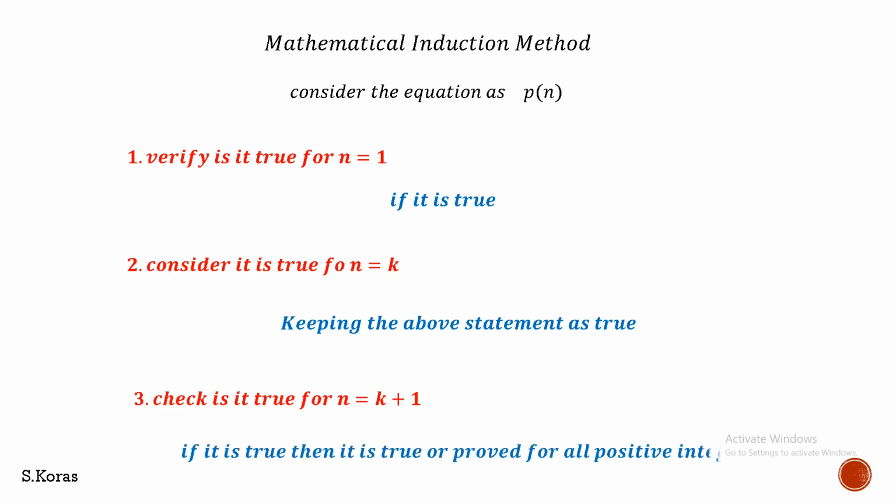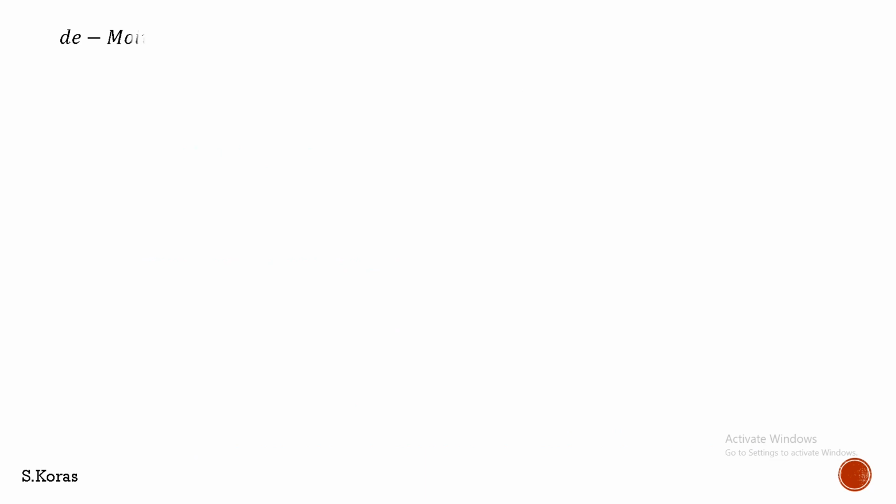We are going to use this technique to prove De Moivre's theorem for positive integers. Right. You know the statement of De Moivre's theorem. That is, cos theta plus i sin theta the whole power n is equal to cos n theta plus i sin n theta. For this n, we can use any real number.